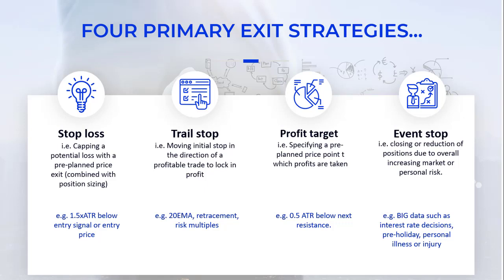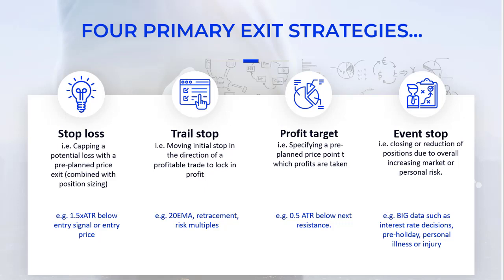The first of these is obviously a stop loss, and this is about capping a potential loss with a pre-planned price exit combined of course with position sizing. An example of this may be 1.5 times the ATR below an entry price or signal.